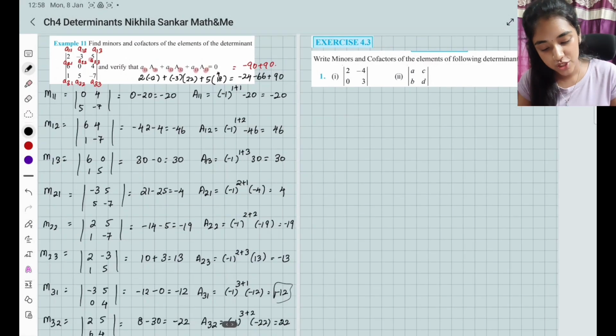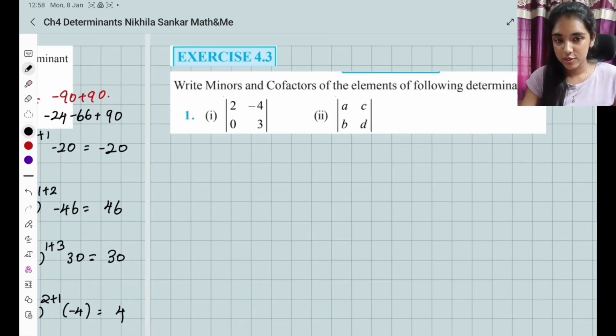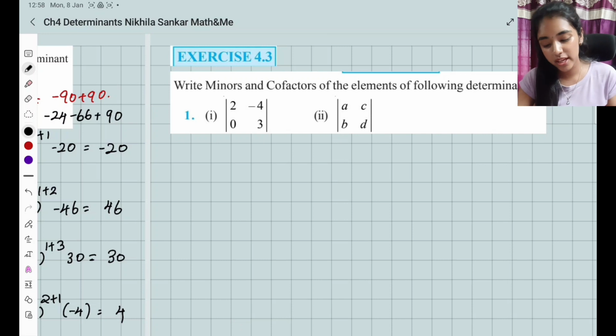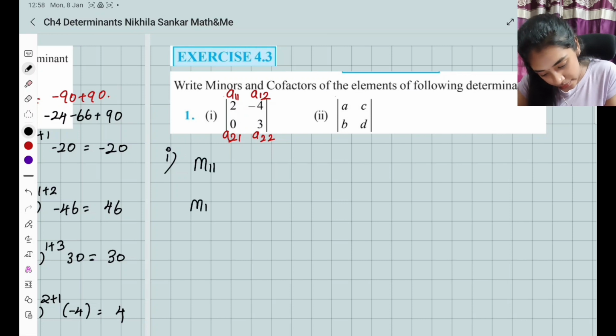இவ்வளவு examples போட்டாச்சு. Exercise 4.3. Okay. Write the minors and the cofactors of the following element. Examples sum போட்டிருக்கேன், அதையும் போய் பாருங்க. But I'll once again explain. First subsection, இப்போ minor. First என்னென்ன elements? A11, A12, A21, A22. So respective minors எப்படி இருக்க போகுது? M11, M12, M21, M22.